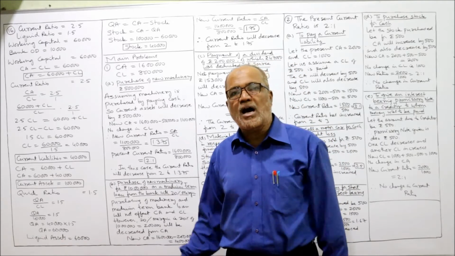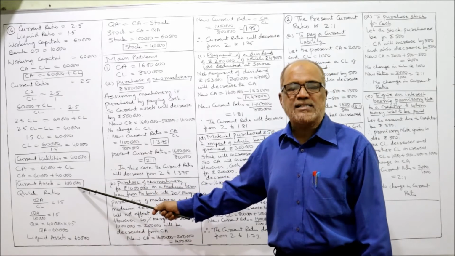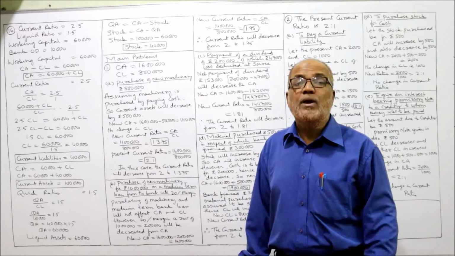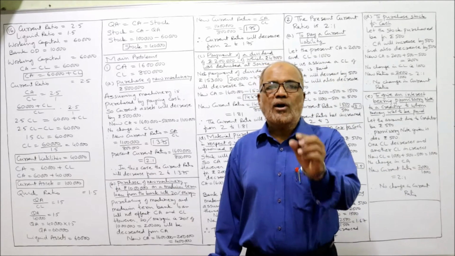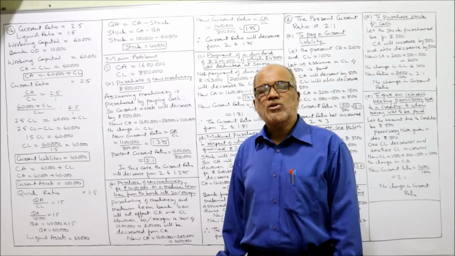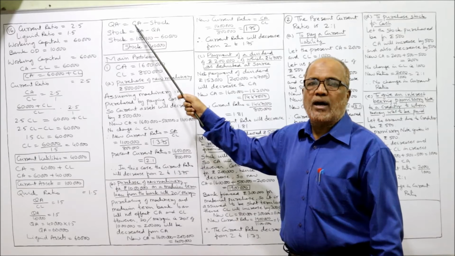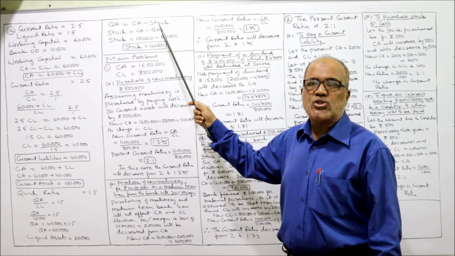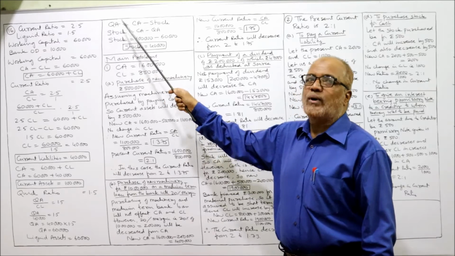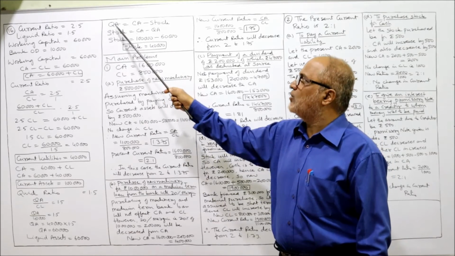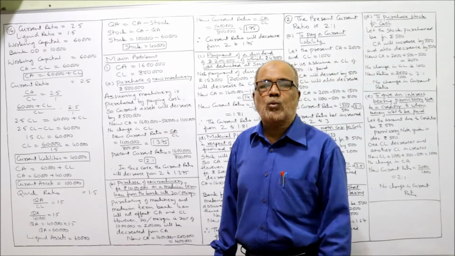So 3 items I have calculated in this problem. First, current liability, current asset, and quick asset. One more item I can calculate: stock. Stock is CA minus QA, because already we know quick asset is equal to current asset minus stock. If I take the stock to LHS, minus stock will become plus stock. Then take this QA to RHS, plus QA will become minus QA. So stock is equal to current asset minus quick asset.